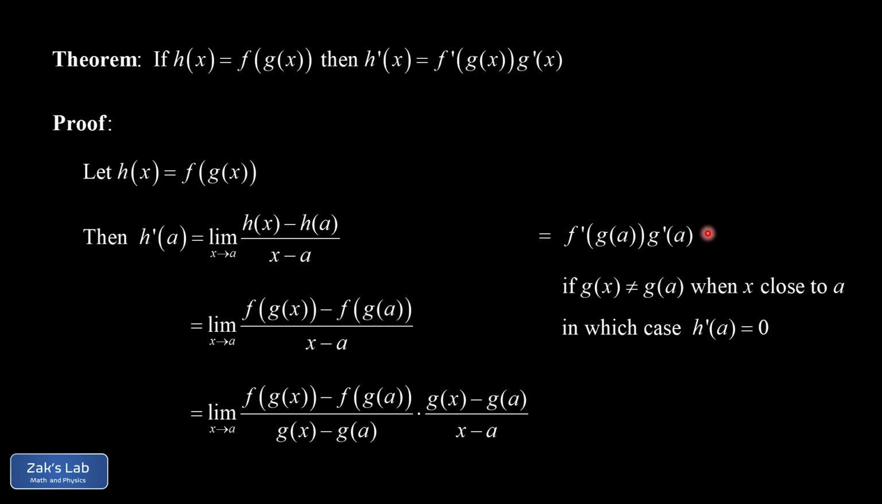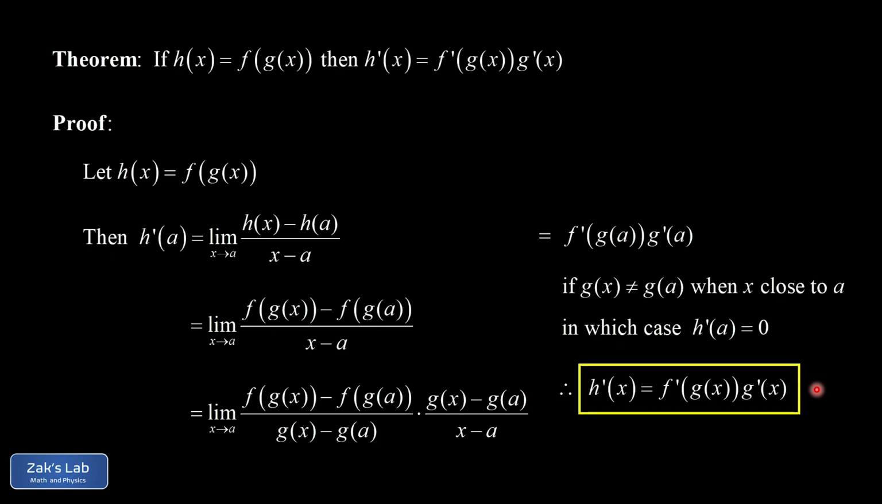Now, the final step we're going to make here is that we don't really like having the chain rule written in terms of a specific value of x that we called a, but that a really was just some arbitrary value, so we can replace it with an x. And that gives us this familiar statement for the chain rule: h prime of x is f prime of g of x times g prime of x. Okay, so now we know why the chain rule is true.